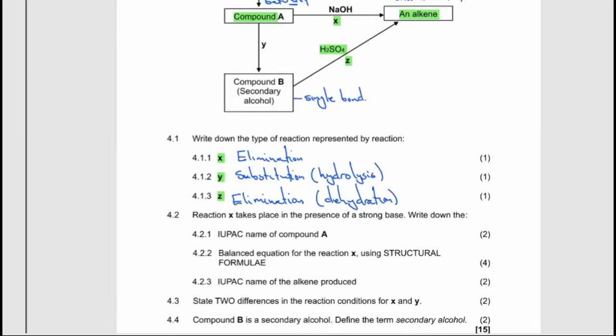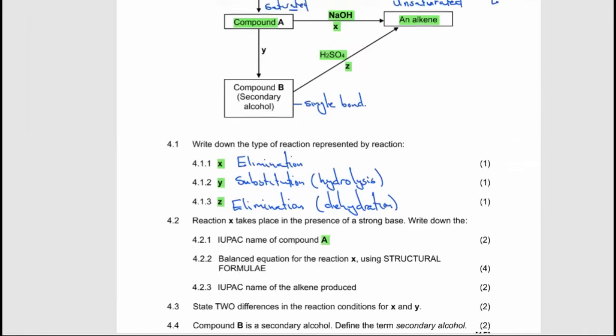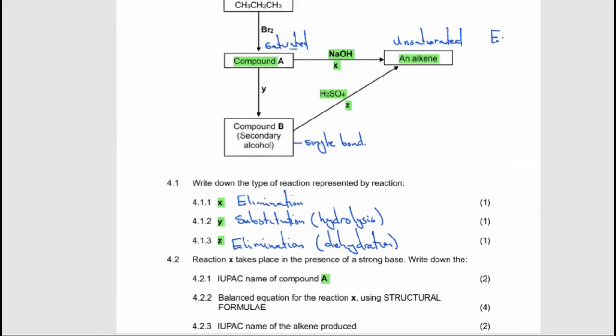Then they are saying reaction X takes place in the presence of a strong base, right? Can you see the strong base is our sodium hydroxide there? That's a strong base. Then they are saying write down the IUPAC name of compound A, the compound that is going to be formulated at A there. So what we are going to have here is 2-bromopropane, right?